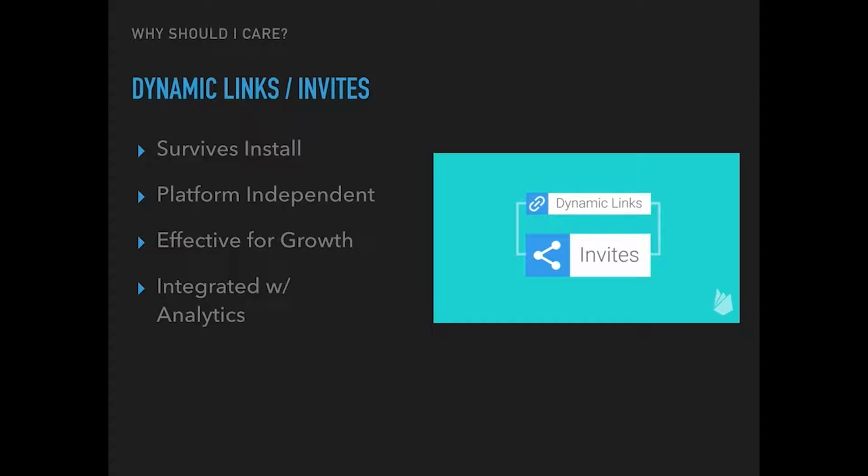So you can generate these dynamic links from within your app, and if it detects the user doesn't have the app installed, it'll automatically take them to the correct app store to install the app. And once they're installed, it'll return them to the correct destination within the app, which is pretty impressive, I think. So that's both survives install and is platform independent and effective for growth.